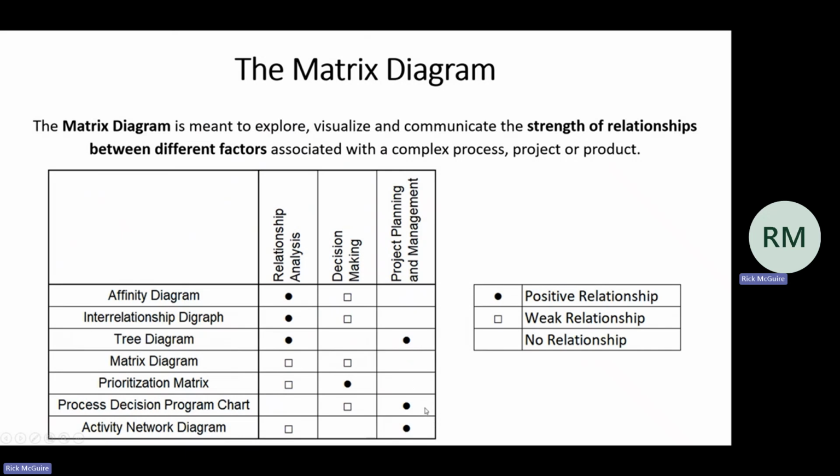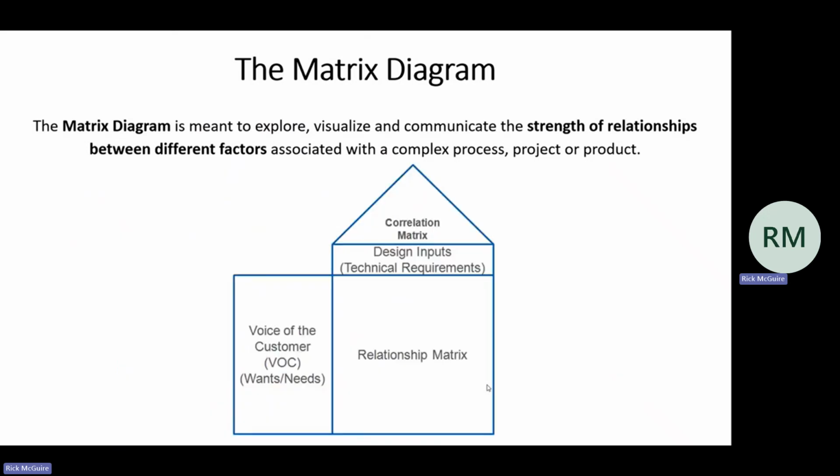And then we'll talk about this when we get there, but the process decision program chart is great for what I call risk management in project management. And then last but not least, obviously, is the activity network diagram. That's a fantastic tool for understanding project management, as well as how long the project is going to take and what the critical path is. So that's kind of the matrix diagram.